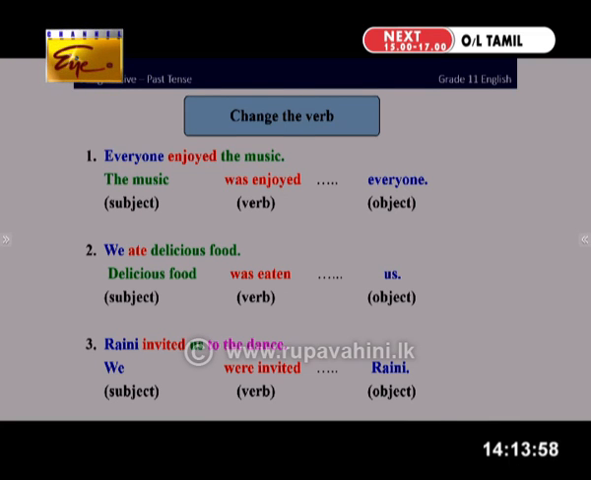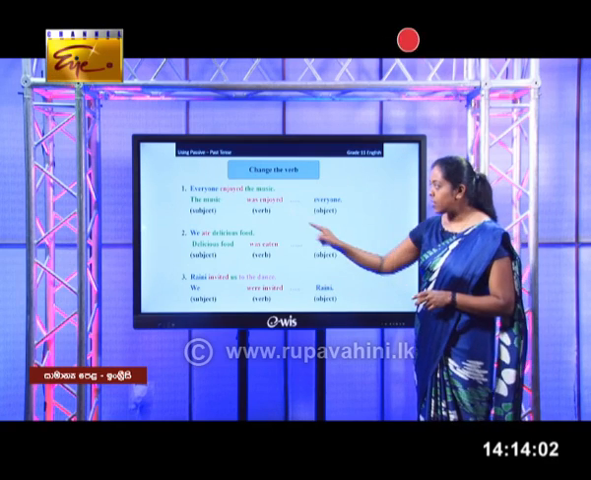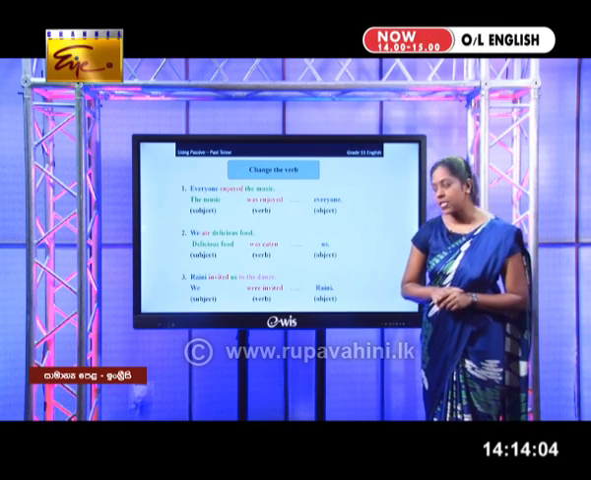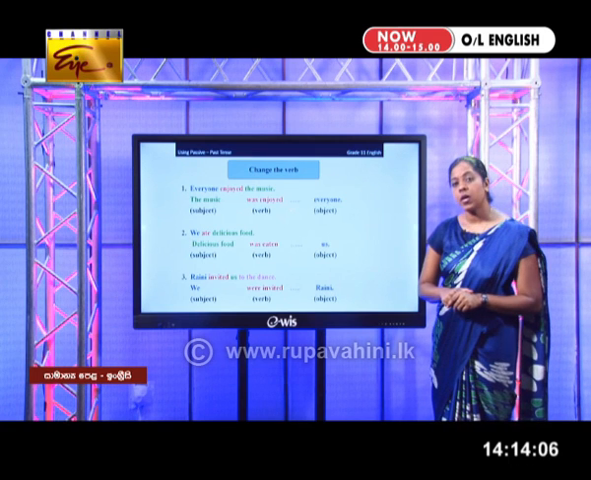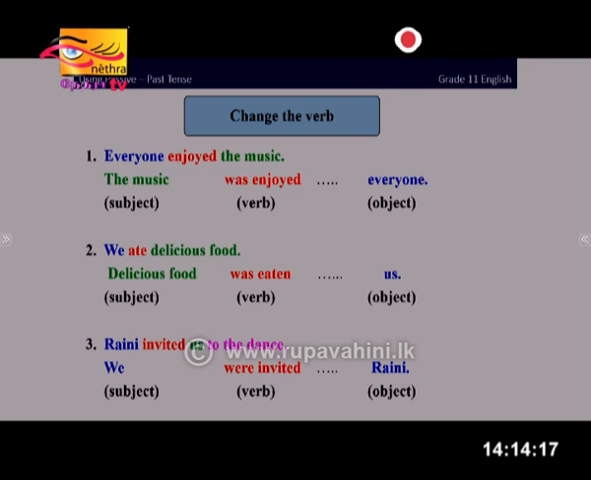Enjoyed has been changed into was enjoyed. Ate, was eaten. Invited, were invited. What do you understand by this? When you are changing the verb into passive form, remember to use the appropriate helping verb. So the helping verbs we must use when we convert a past active sentence into passive are was and were.